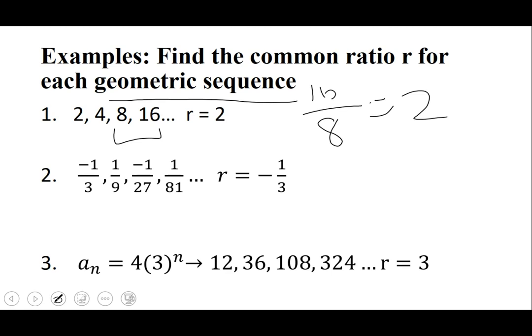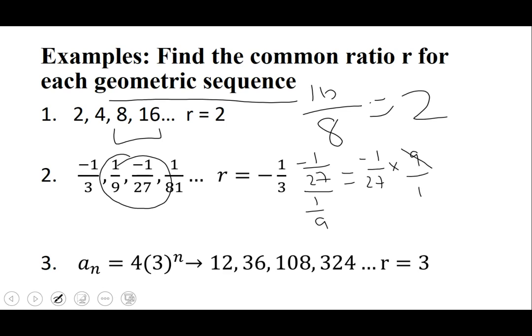For number 2, that is in fact geometric, and the common ratio is -1/3. Be a little bit more cautious when you're trying to find the common ratio with some fraction action. Because we know that it is geometric, I could pick any two terms. Let's say I pick these two. To find that common ratio, I would divide the later term, -1/27, by the previous term, which is 1/9. Of course, dividing by fractions is really keep, change, flip. So -1/27 times 9/1. Go ahead and reduce, and that's how you would get a common ratio of -1/3.